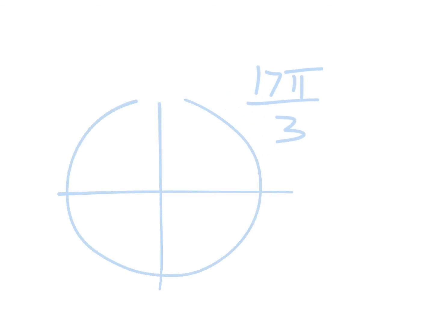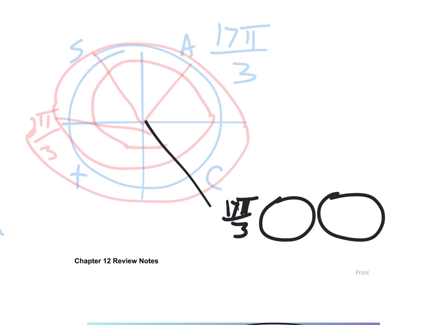Here is one. I'd like you to figure out where 17 pi over 3 is. Like, what the heck are you talking about, Mr. Server? Well, once you find it, I want you to put a line there, and then I want you to find me 3 things that are coterminal to it. So now we figured out where 17 pi over 3 is, and we're finding 2 other ways to say 17 pi over 3 in radians.